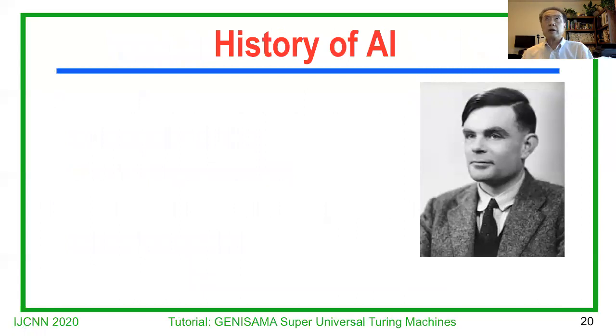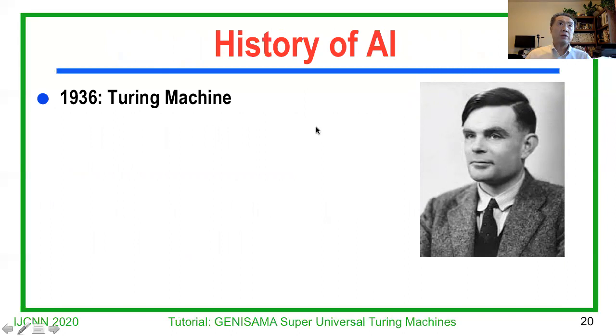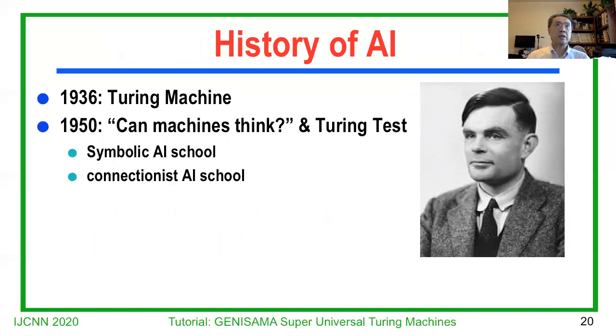All right, let's look at a brief history of AI. The Turing machine was a theory of computation proposed by Alan Turing in 1936. About 14 years later, Alan Turing wrote another paper. He raised the issue, can machines think? And he proposed an imitation game, later called the Turing test.